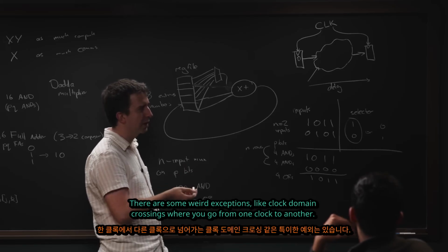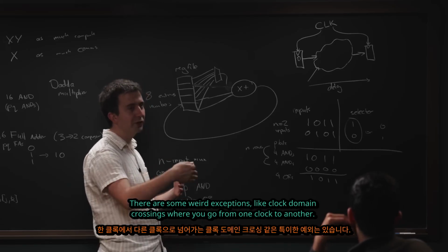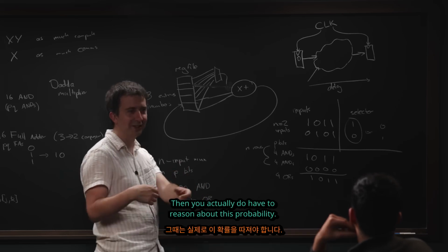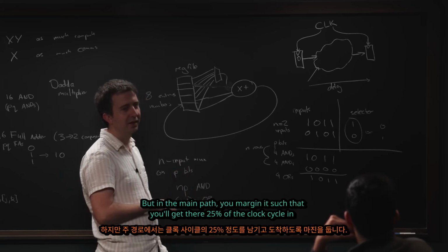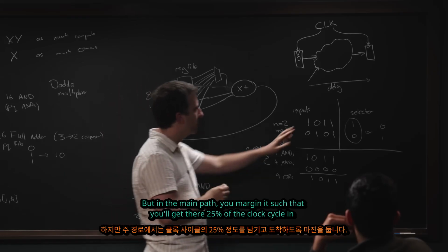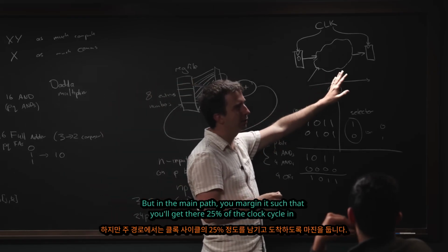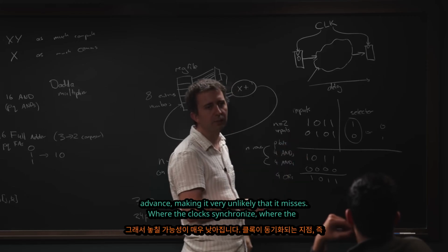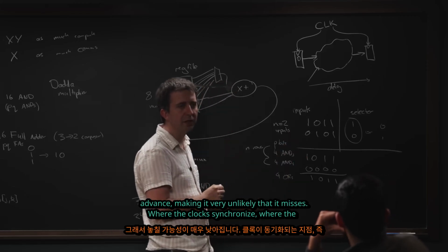There are some weird exceptions to that. There are clock domain crossings where you go from one clock to the other clock, and then you actually do have to reason about this probability. But interesting. In the main path, you margin it such that you'll get there like 25% of the clock cycle in advance, so that it's very unlikely that.